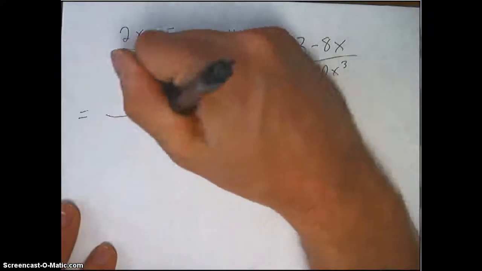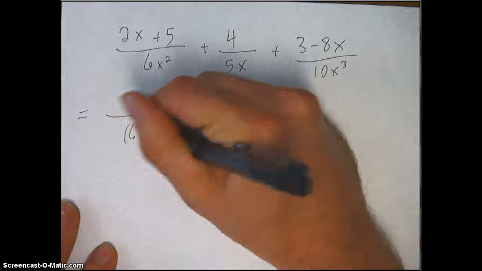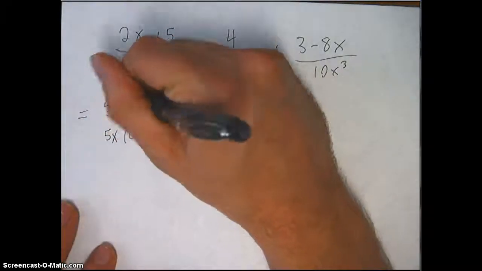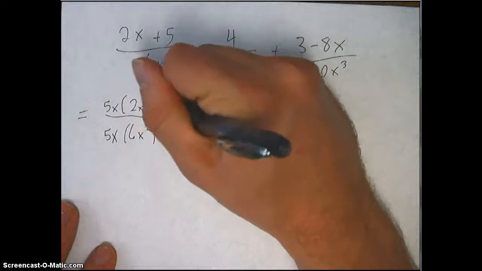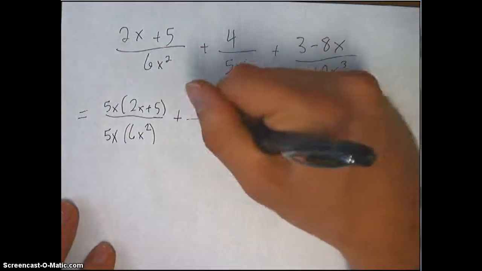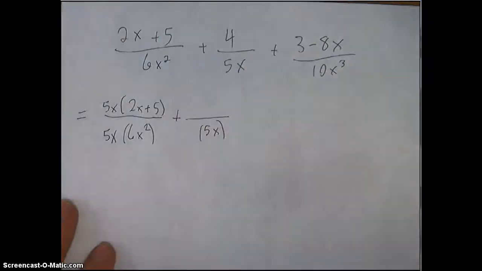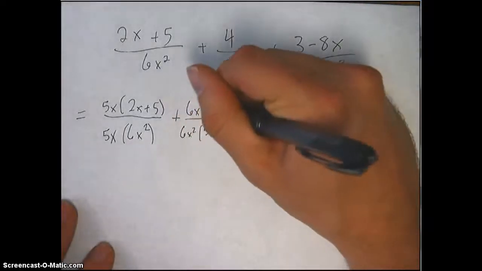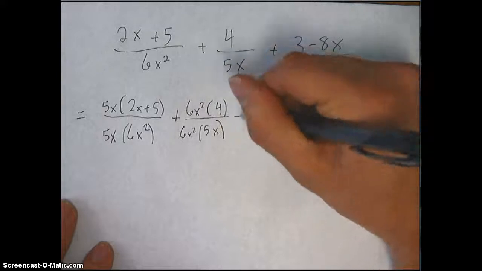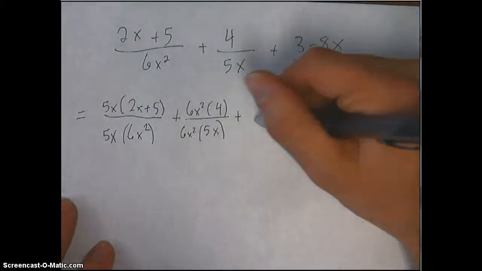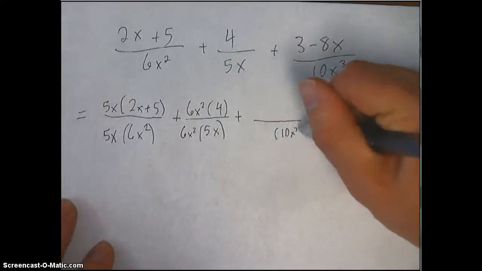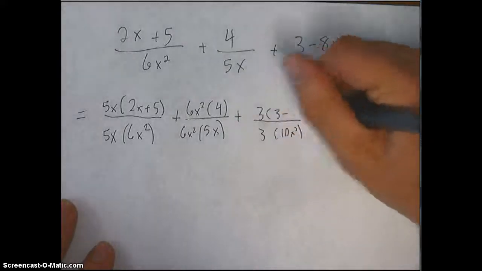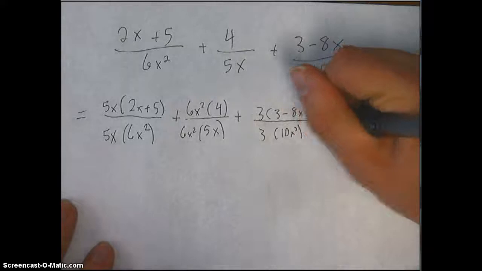I'm going to do that. To make a 6x squared into a 30x cubed, I'm going to multiply it by 5x. So I need to do that on the top and the bottom. To turn a 5x into a 30x cubed, I need to multiply by 6x squared on the top and the bottom. Still got the 4. To turn a 10x cubed into a 30x cubed, I just need to multiply by 3 on the top and the bottom. Okay.